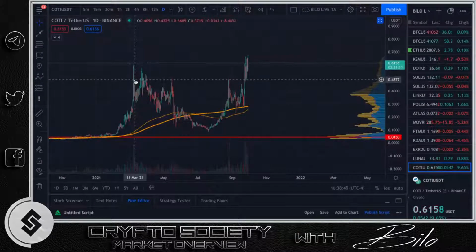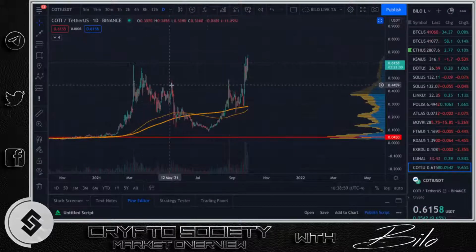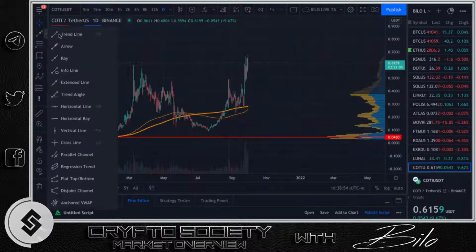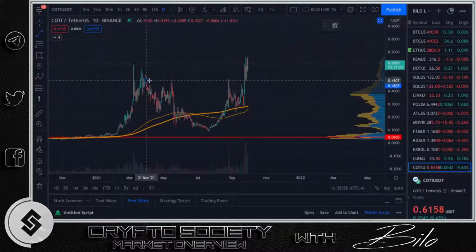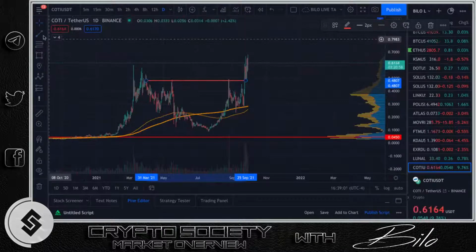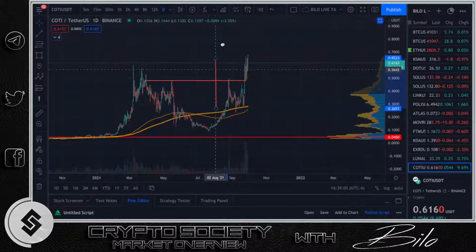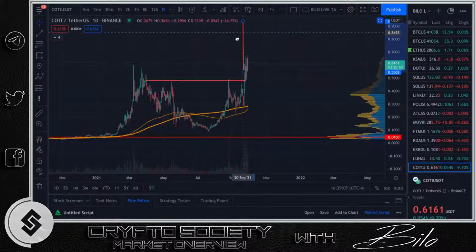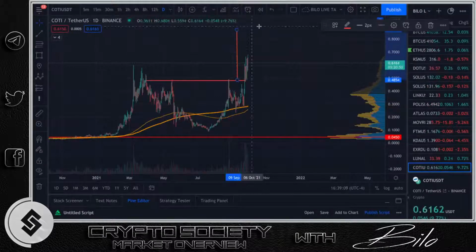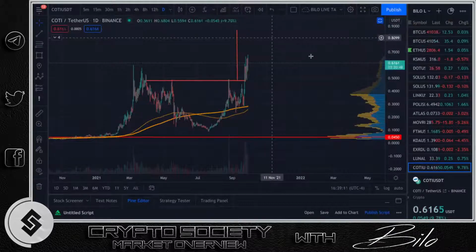I mean, yeah, we see that there's a very clean looking head and shoulders here. Inverse head and shoulders, excuse me. Targeting $0.87.